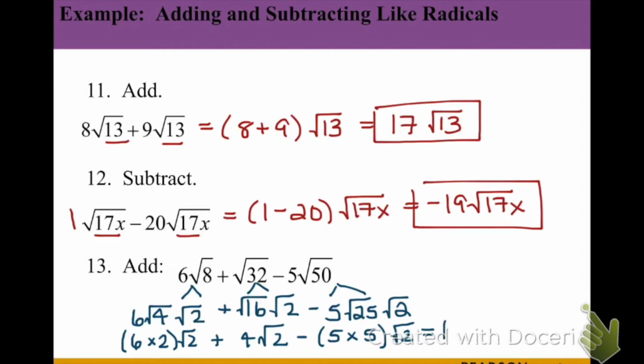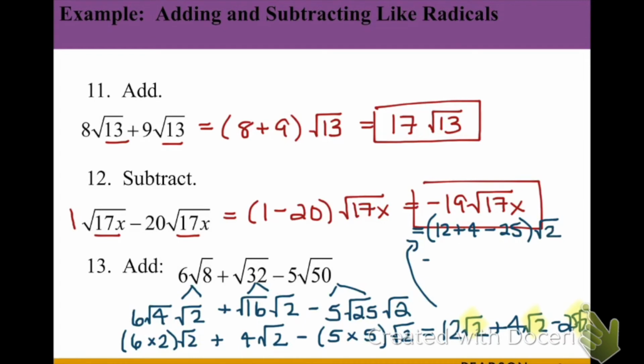Simplifying that multiplication, we're going to get 12 square root 2 plus 4 square root 2 minus 25 square root 2. Now notice how all the bases are square root 2, so we can go ahead and combine those coefficients. In this case, doing 12 plus 4 minus 25 square root 2, which would give us a total of negative 9 square root 2.